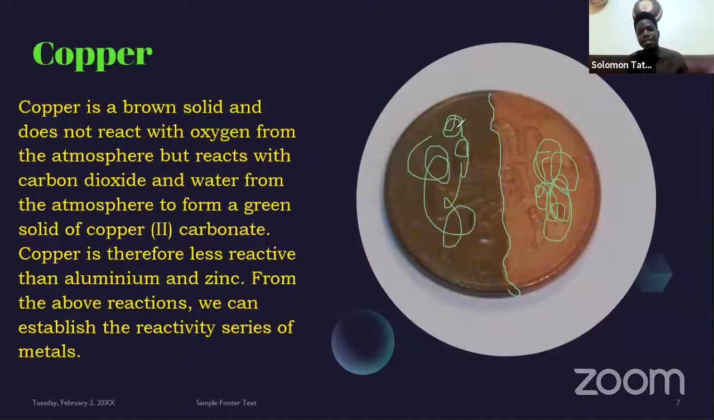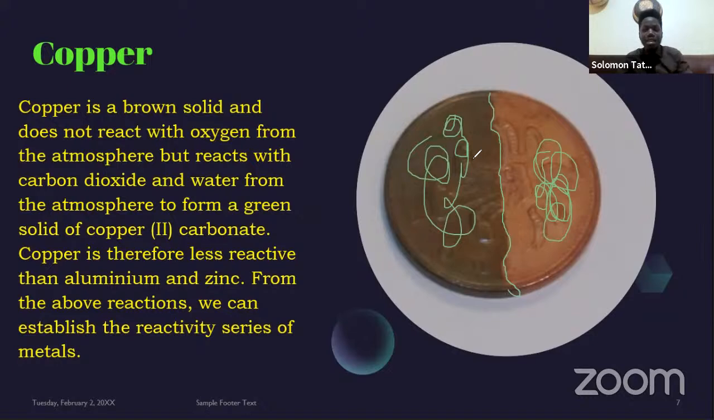But the fact is, copper hardly reacts with oxygen. It's very hard for it to react with oxygen. You have to put it under different conditions for it to react with oxygen. But the atmospheric oxygen does not react with it. So you can't leave a copper wire or this penny outside and think that it's going to react with oxygen. No, it reacts with the carbon dioxide and water, but not the oxygen, okay?